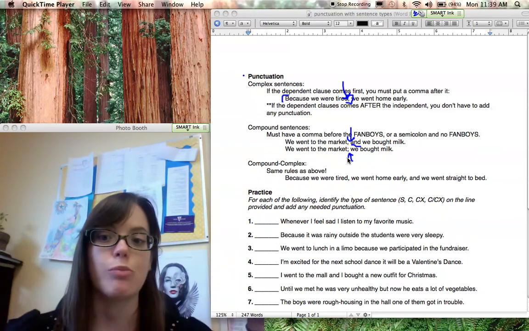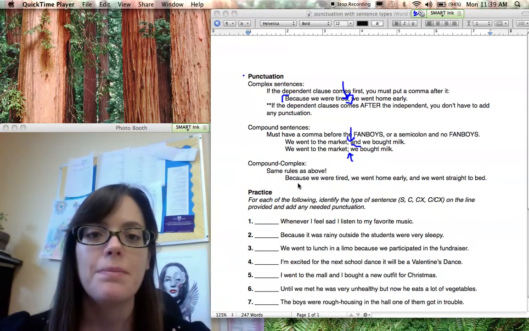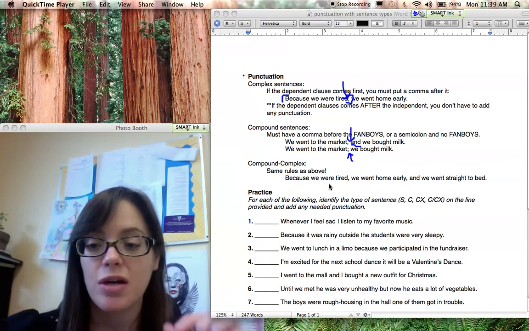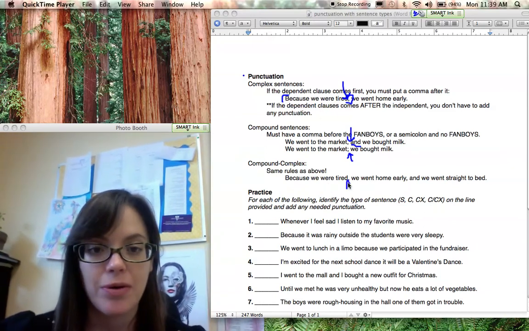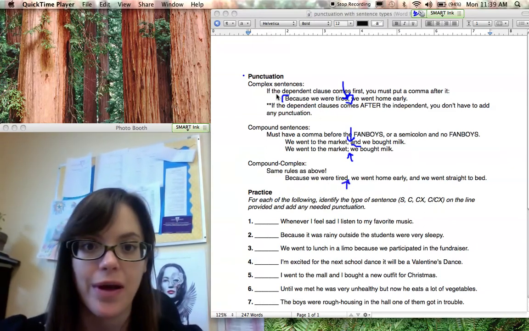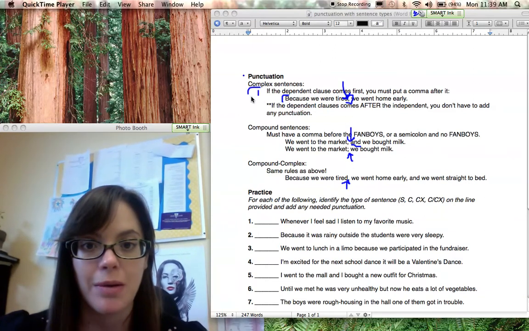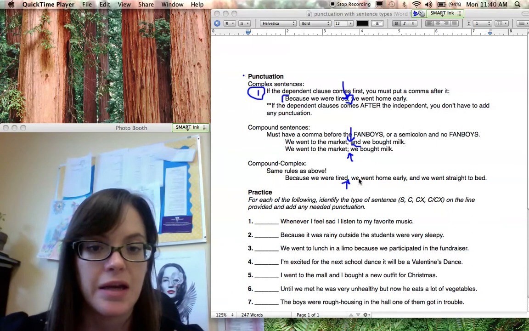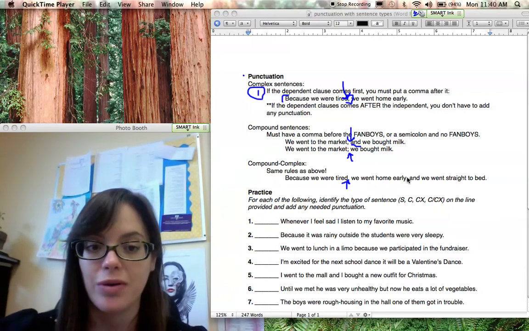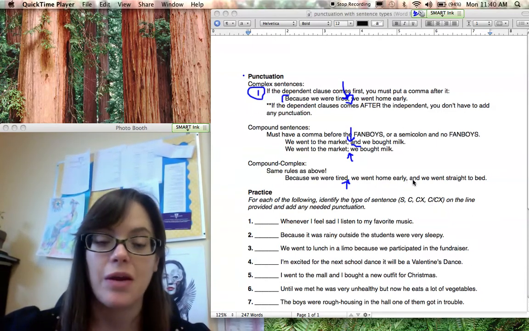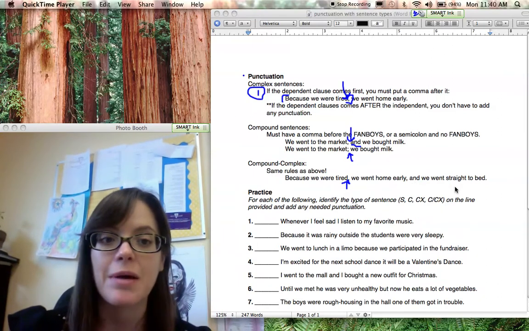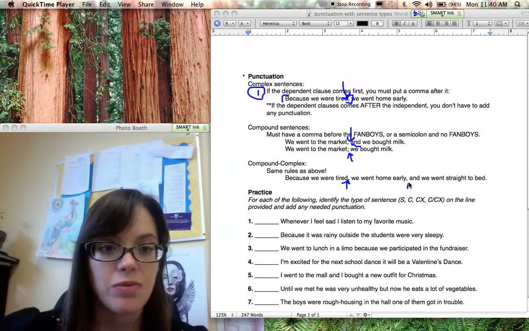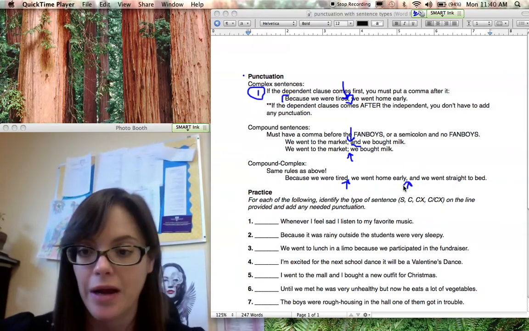Sometimes you just have to add more stuff. So, because we were tired, I started with the dependent clause, so I put a comma right after it, following our first rule up here. Then I had an independent clause: we went home early. And I joined it with a fanboys to my next independent clause: we went straight to bed. So I'm going to put another comma there.